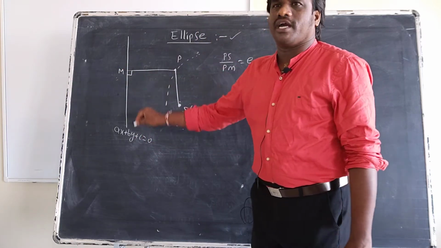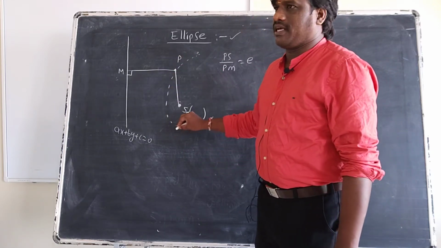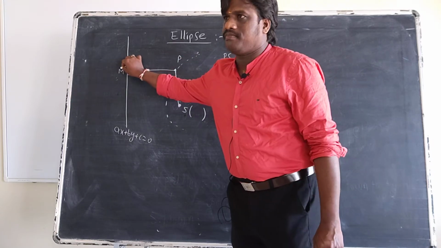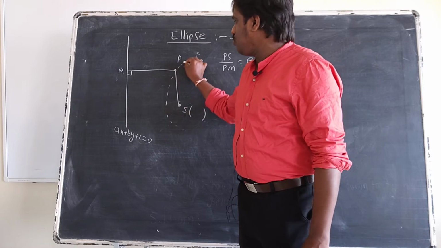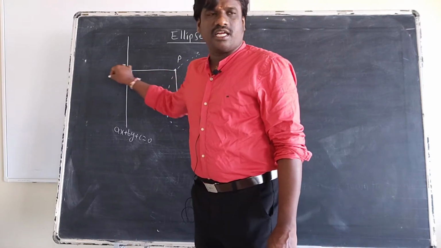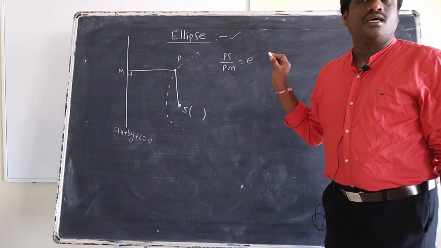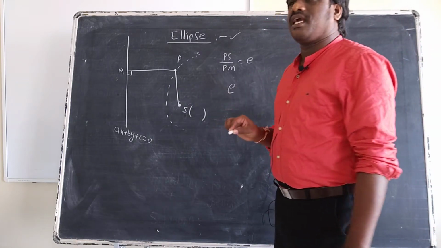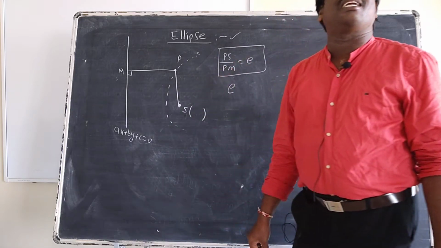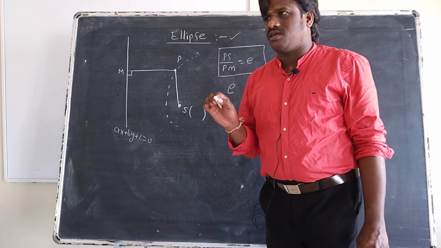A movable point in a plane, that is a conic section. A movable point in a plane which makes a constant ratio of PS by PM, the ratio of its distance from the focus to its distance from the directrix, that is PS by PM is e. This e is called eccentricity. So PS by PM constant is the conic section's eccentricity.